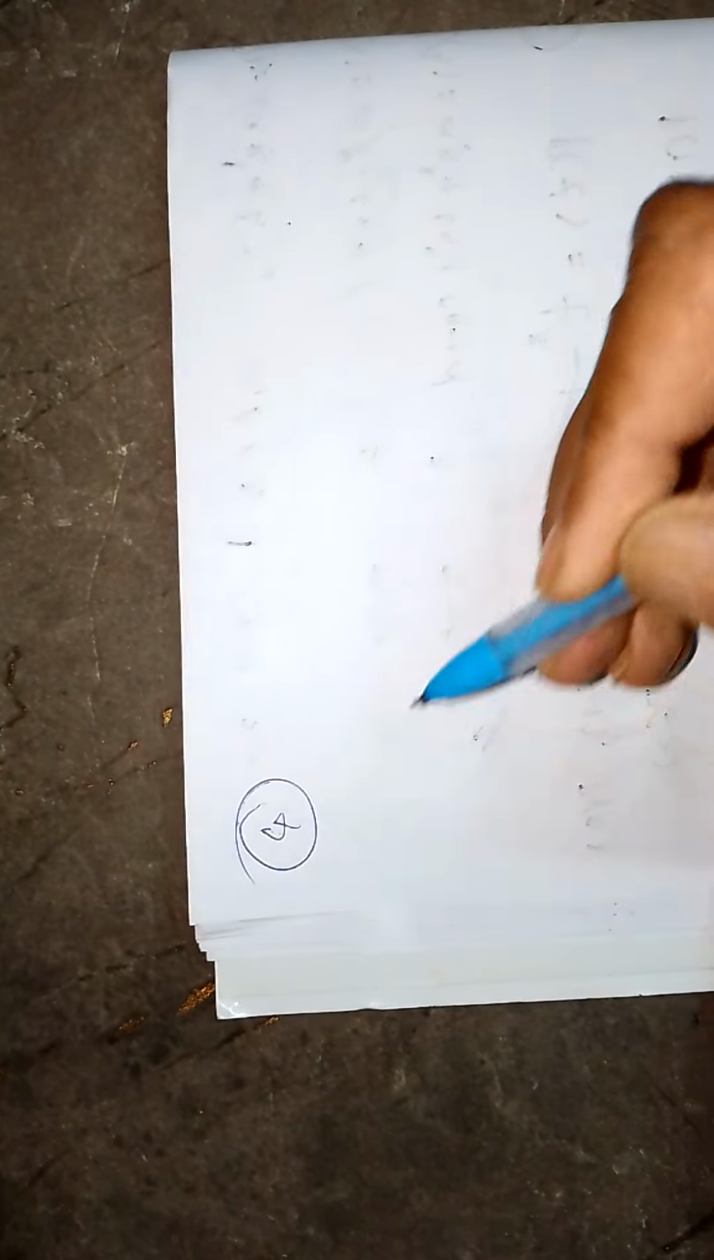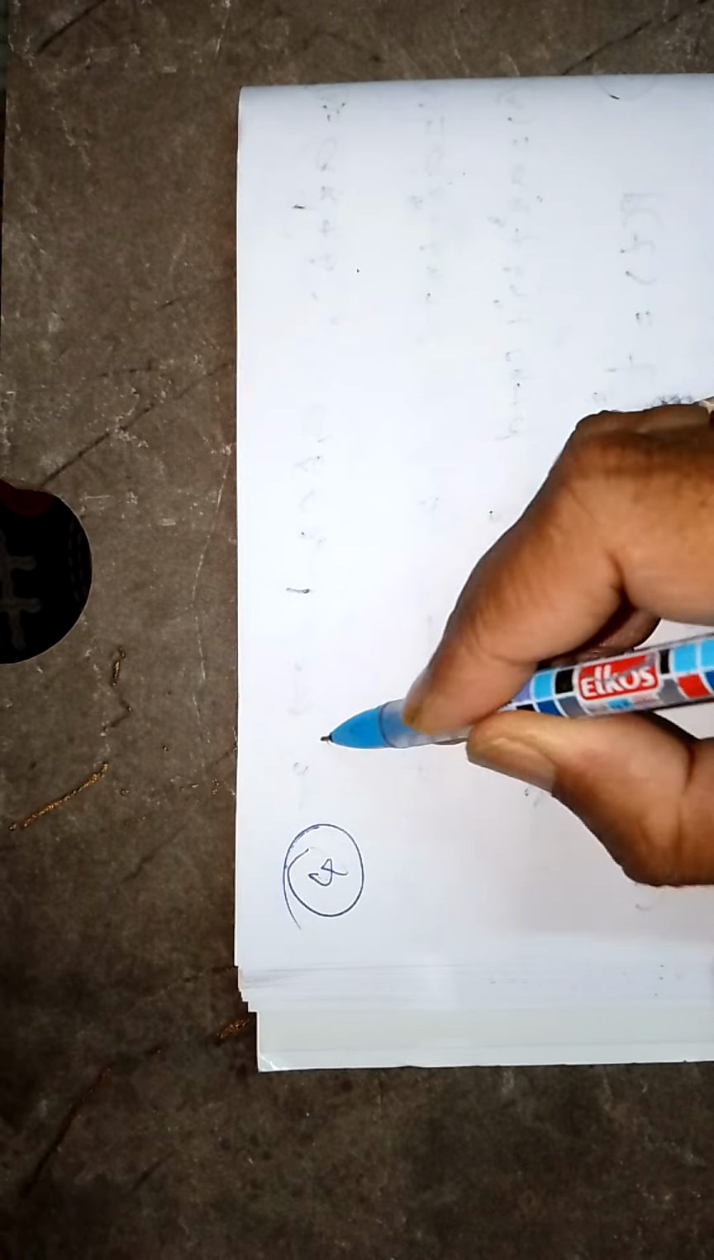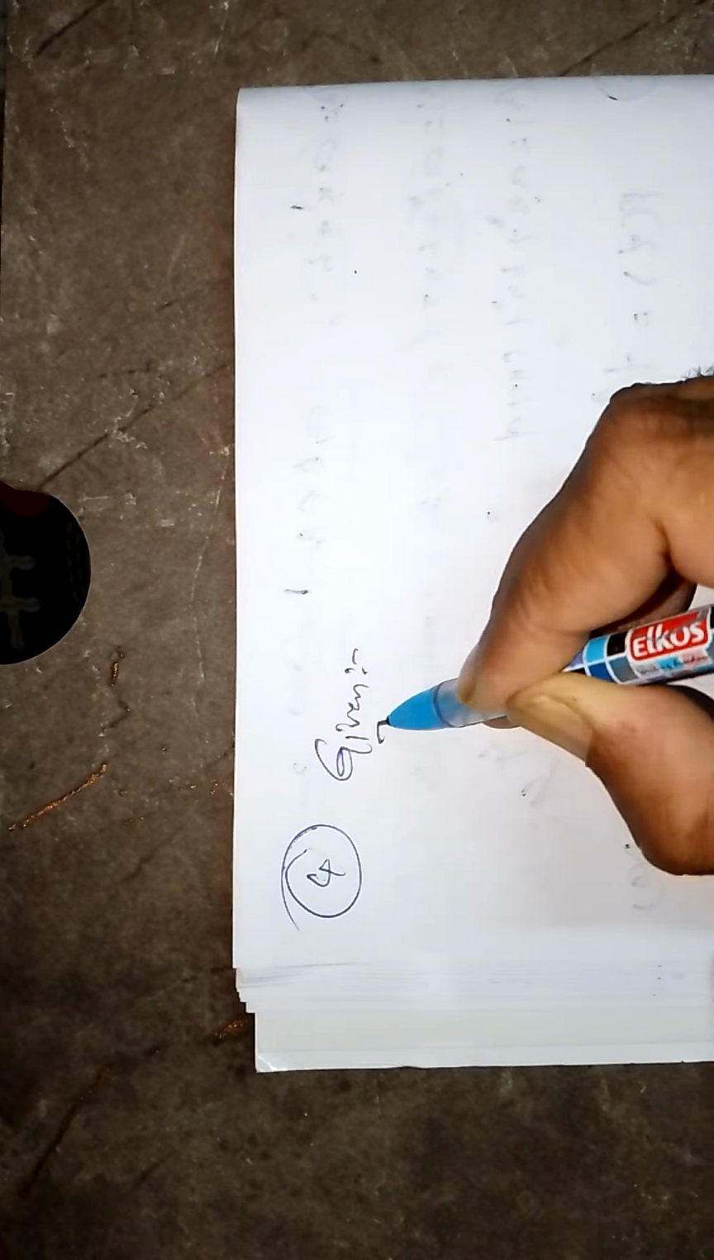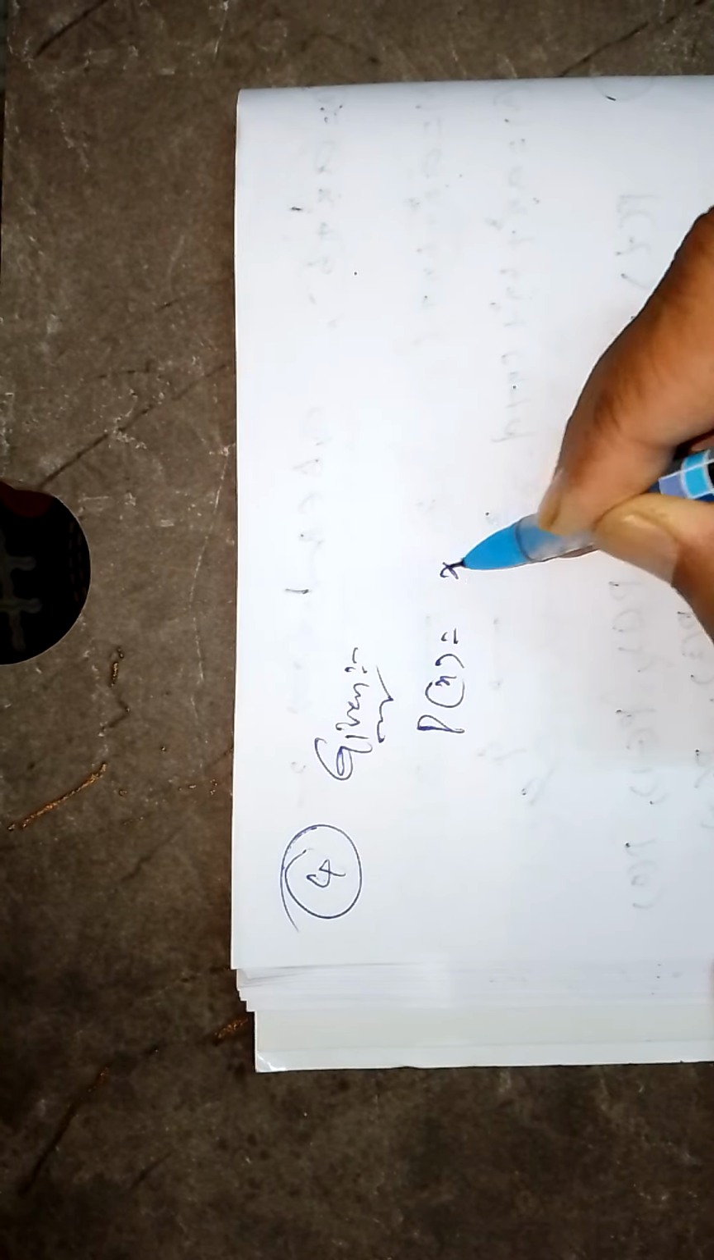For the given fourth question, check whether minus 2 and 2 are the zeros of the polynomial x power 4 minus 16. Here they give one polynomial. We have to verify whether those values are zeros or not. So p of x is given, we have to write it: p of x is equal to x power 4 minus 16, the given polynomial.